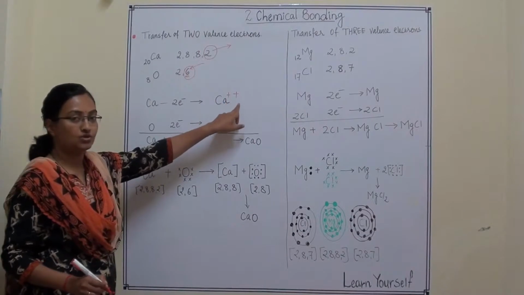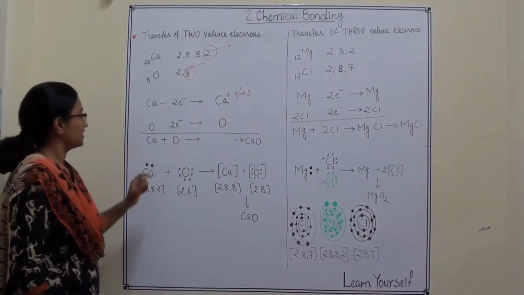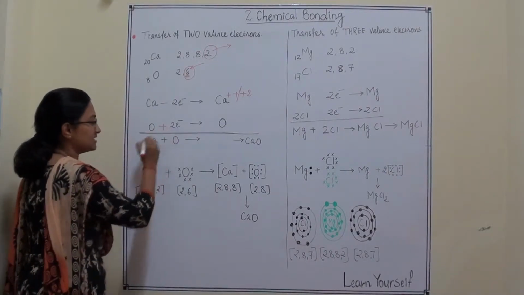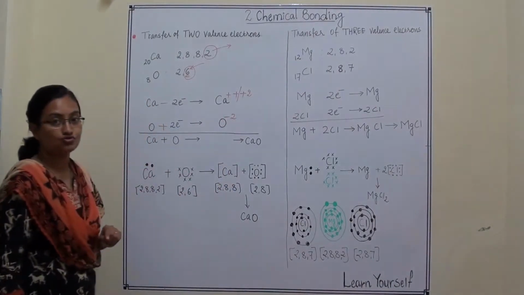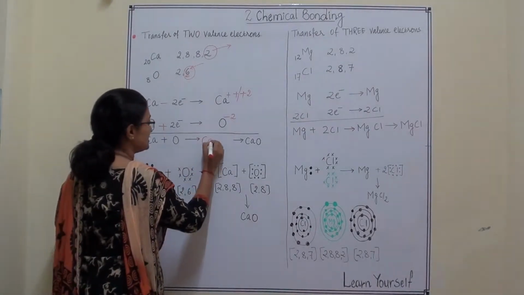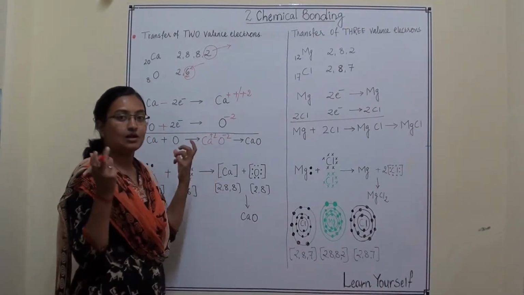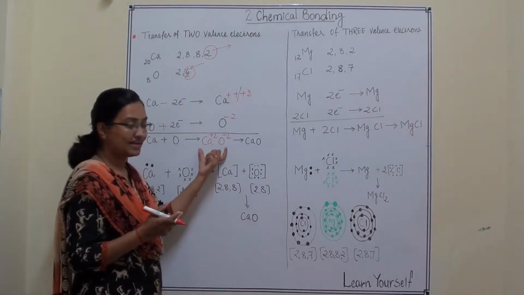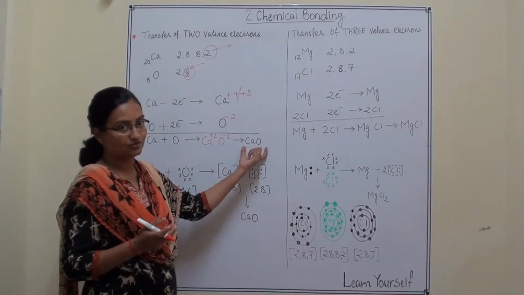You can write it as 2+ or as plus 2. Here oxygen is gaining 2 electrons, so the oxygen will carry a minus 2 charge. In turn, calcium and oxygen become Ca2+ and O2-. These two will be attracted to each other because one is a cation and one is an anion, and they will form an electrovalent bond. So in turn, calcium oxide is an electrovalent compound.